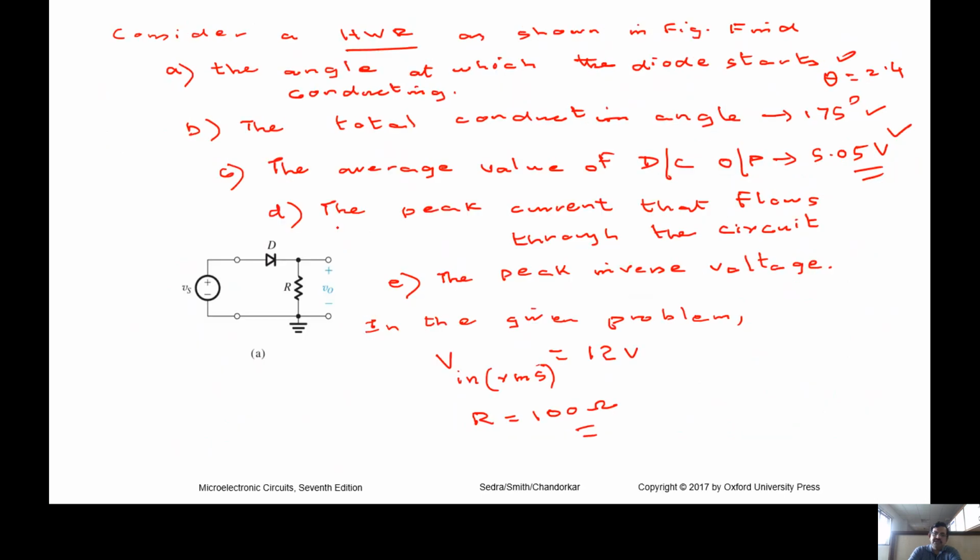So when the input is at peak, you will get the maximum current that can flow, because that is when it can happen. It's a very simple step with KVL, not a difficult thing. So the peak diode current, or peak value of the diode current.